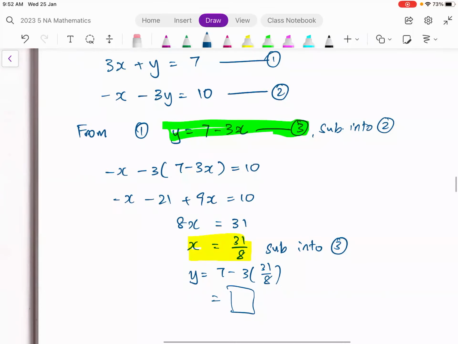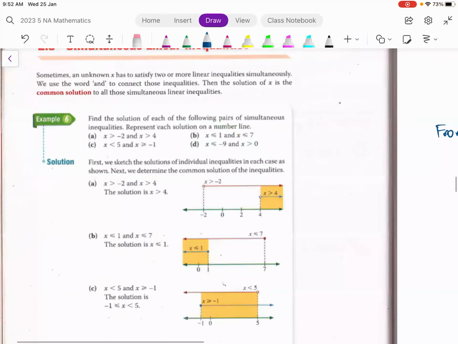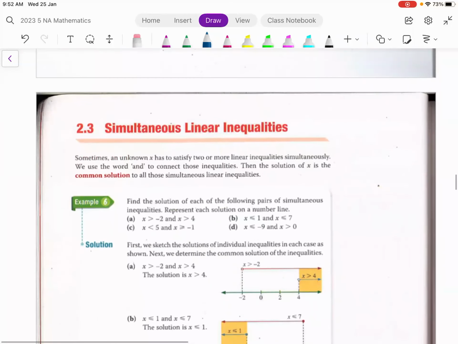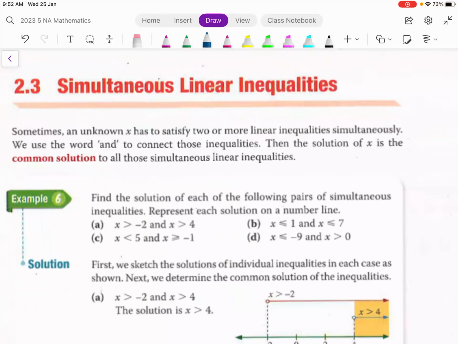Okay, so we have our x and y value that will satisfy both equations at the same time. In other words, simultaneously. With this understanding, now we can do our simultaneous linear inequality. Okay, so let's try and understand what's happening. Simultaneous means at the same time. Linear inequality is something that we have been doing already, and now there are at least 2 inequalities that you have to work on.